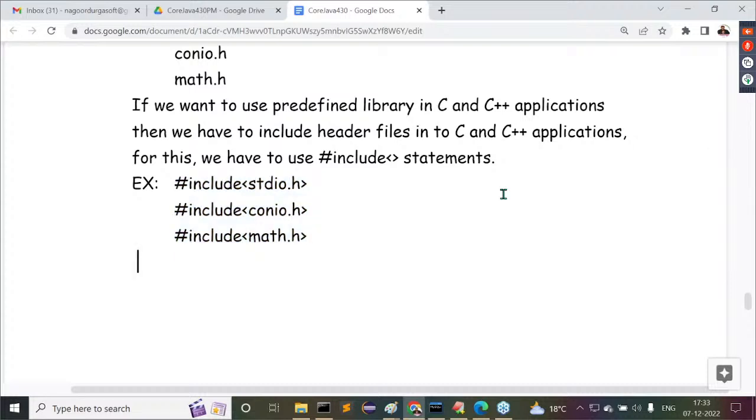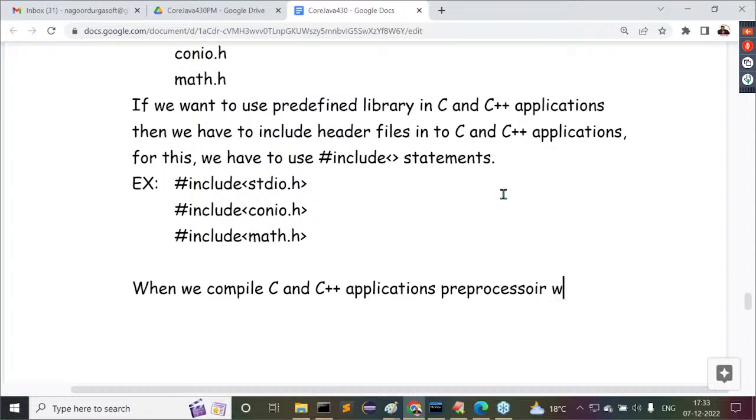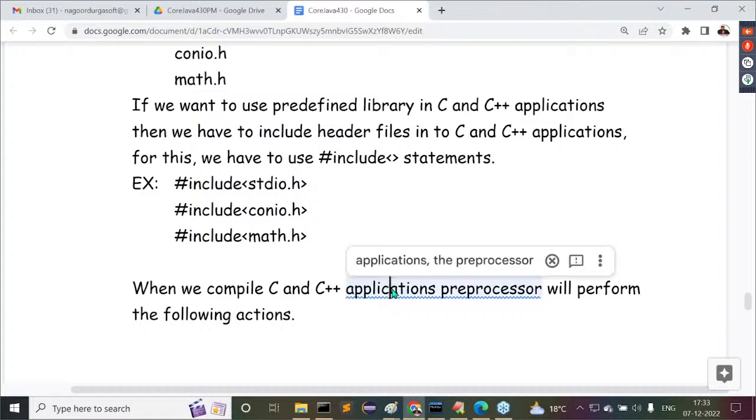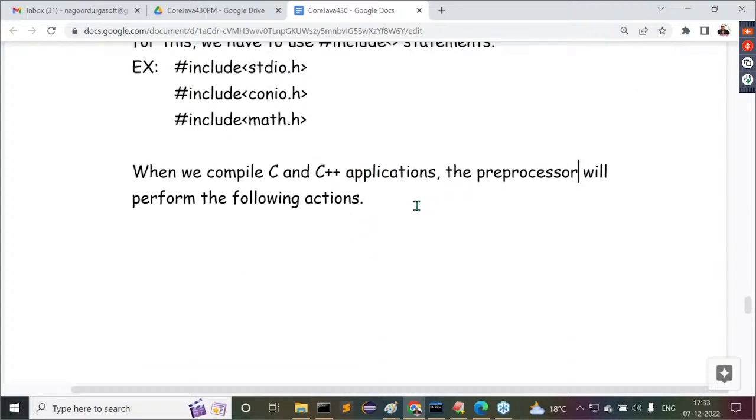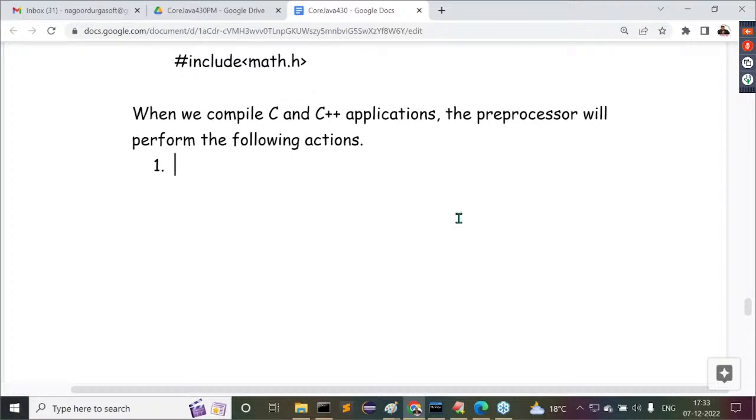That point I'm telling you here. Now try to understand it. These points are important here. When we compile C program, C and C++ applications, the preprocessor will perform the following activities, following actions. What are the various actions which are performed by the preprocessor? Observe carefully. I'm going to list out all of them here. First one, what is that first one here?